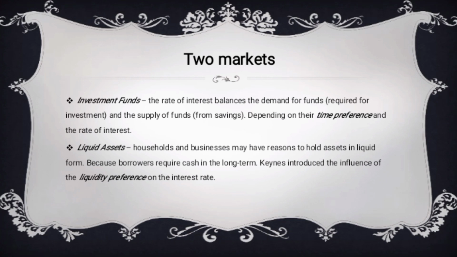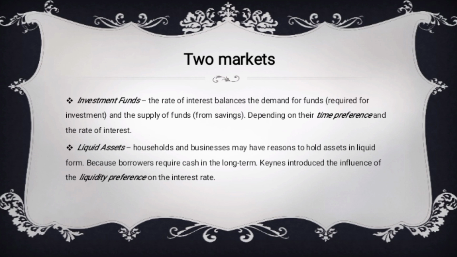Two, markets for investment funds. From the word investment, the rate of interest balances the demand for funds required for investment and the supply of funds from savings, depending on their time preference and the rate of interest. So it is a way of investing money alongside other investors in order to benefit from the inherent advantages of working as a part of a group, such as reducing the risk of the investment by a significant percentage.